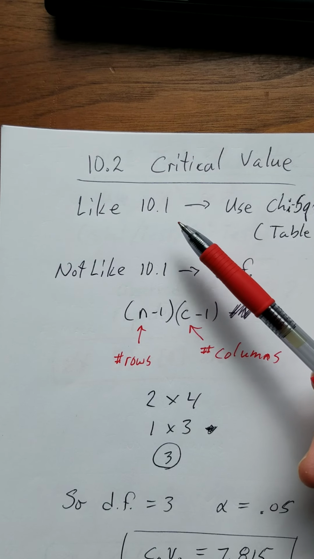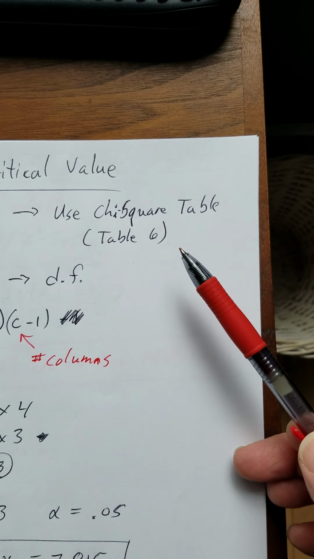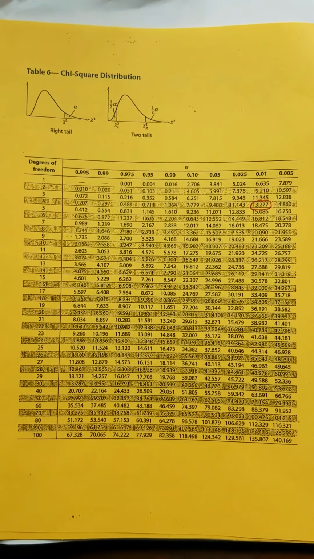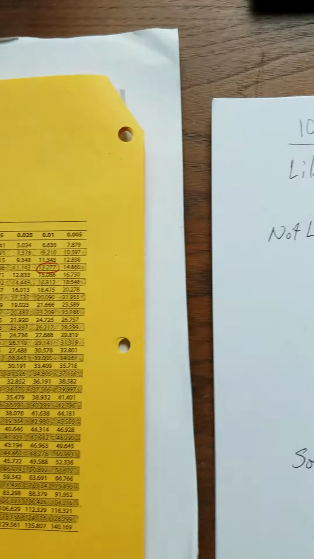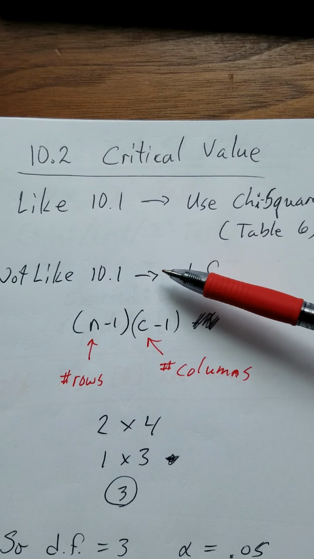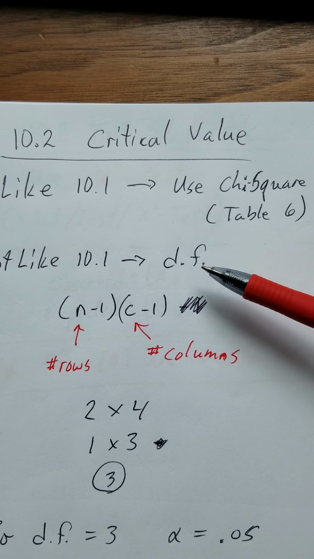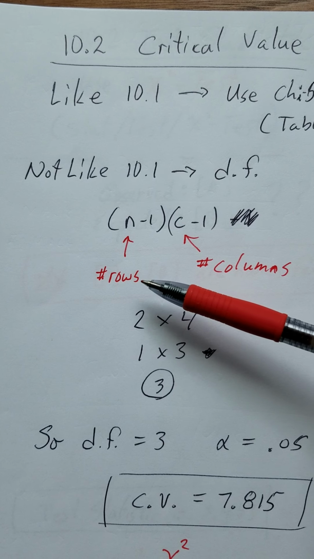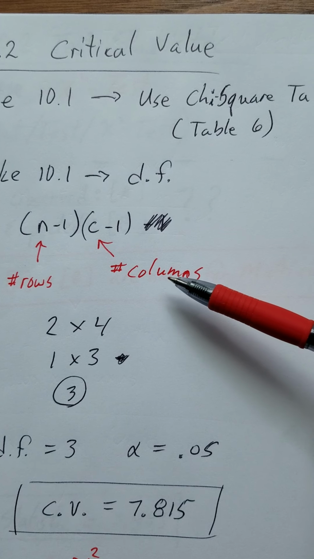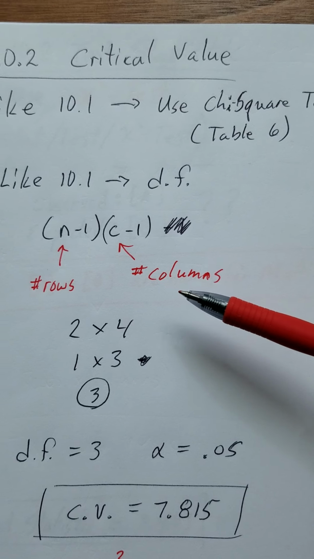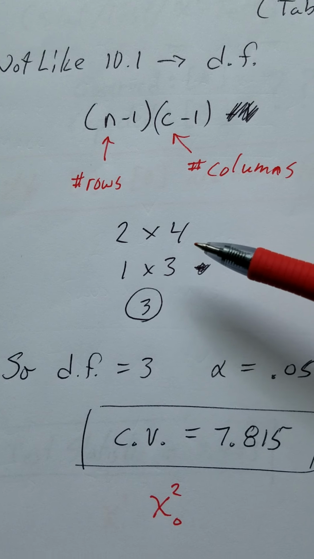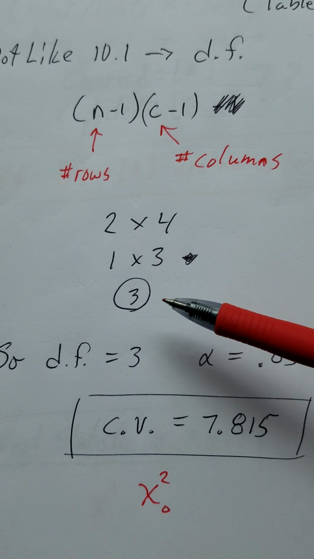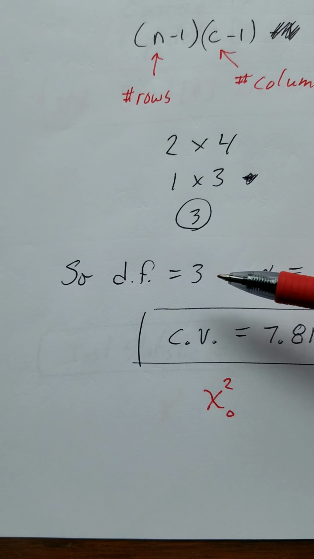It's like 10.1 in that we're going to be using the chi-squared table, the one you used yesterday and the day before, table 6. It's not like 10.1 in that the degrees of freedom are found differently. You take the number of rows and subtract 1, and the number of columns and subtract 1, and then multiply the two numbers together. So it's a 2 by 4 matrix. Subtract 1 from each: 1 times 3 is 3. That's your degrees of freedom.